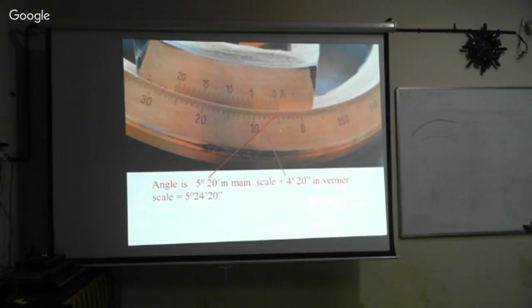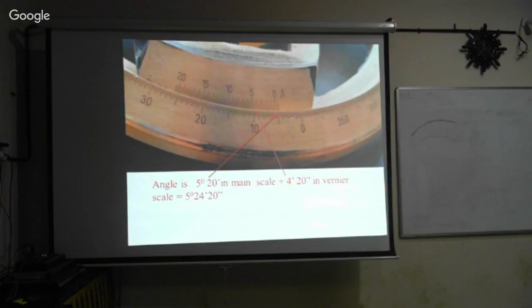This is another example. How much is it? 0. Then 5. Where is it coinciding? It is crossing 5 degrees 20, that is the first division. After 5 degrees, there are 3 divisions, and it is crossing 1 division. Therefore, it is 5 degrees 20 minutes.